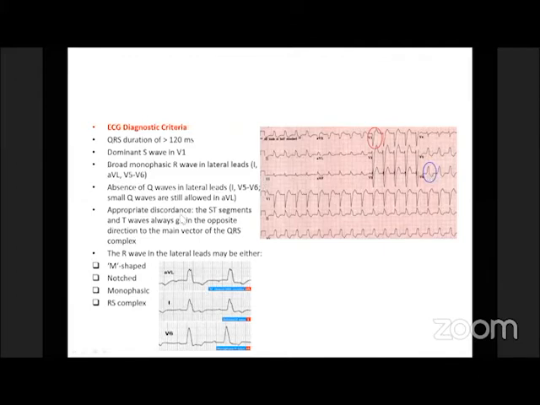And usually, as I told you, there is loss of the septal Q waves because the direction of electricity is from right to left. That's why there is no Q wave in the lateral leads. Normally, there is a small Q wave in the lateral leads because the direction of septal depolarization is normally from left to right. But whenever there is left bundle branch block, the direction is reversed, becoming right to left. That's why there is loss of the septal Q wave.